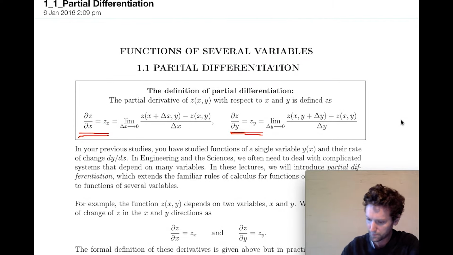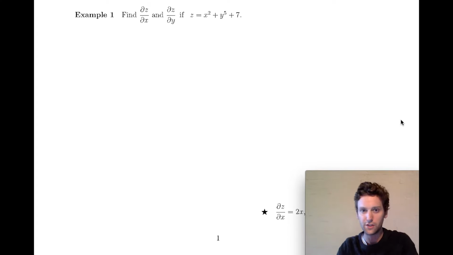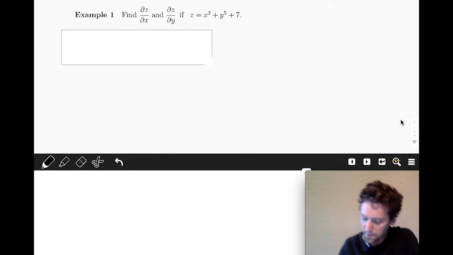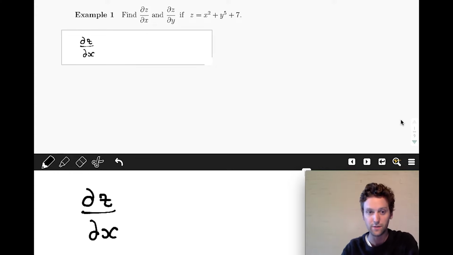So looking at example 1. Here we have a function z again. Again, it's a function of both x and y. z is equal to x squared plus y to the power of 5 plus 7. And we want to calculate the partial derivative of this with respect to x and the partial derivative with respect to y. Again, the way that we're going to actually do this is by picking the variable we're going to take the derivative with respect to. So let's say we're going to take the derivative with respect to x first. So that's the partial derivative with respect to x of z. Again, notice that I'm using the curly d notation to indicate that this is a partial derivative.